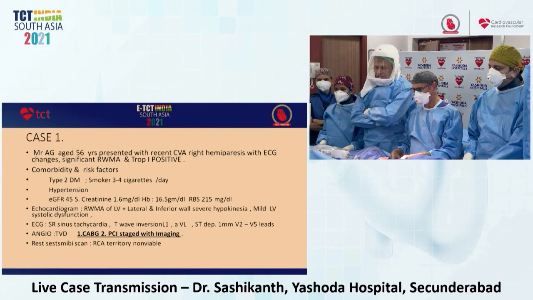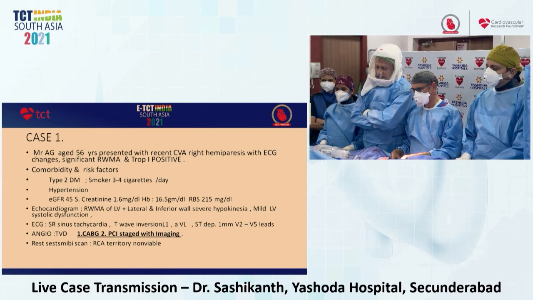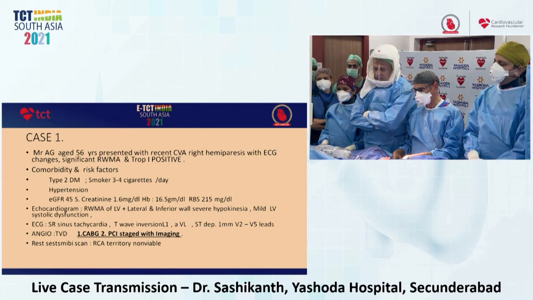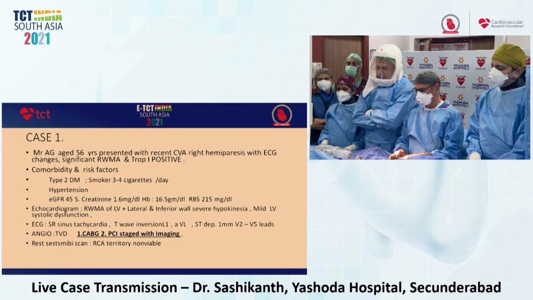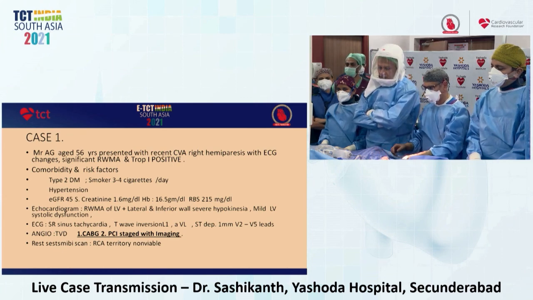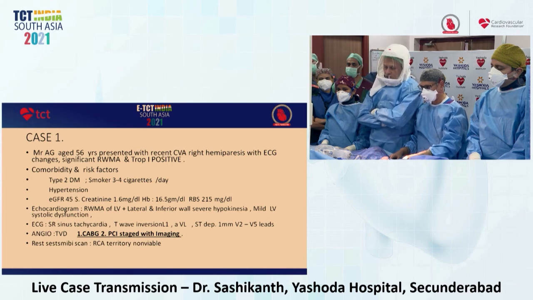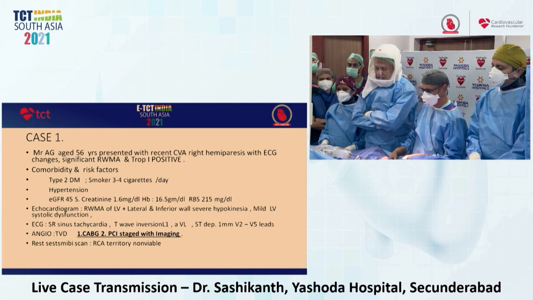We have a 56-year-old male who presented with recent CVA with right hemiparesis, with ECG changes and significant regional wall motion abnormalities, and his troponin was positive. His comorbid features were diabetes mellitus, he was a smoker, hypertensive, and his eGFR was 45 with a serum creatinine of 1.6, a hemoglobin of 16.5 and an RBS of 215 at the time of admission.